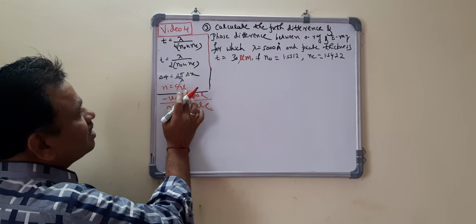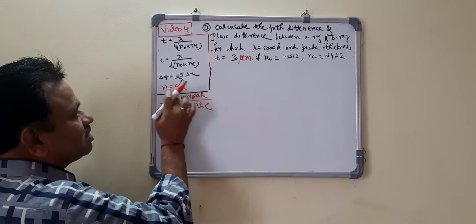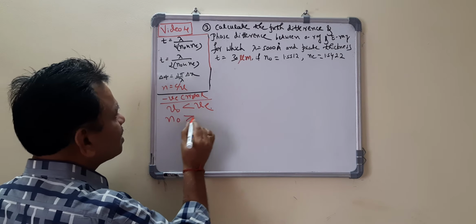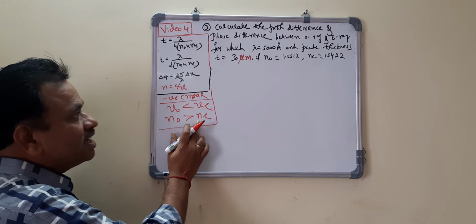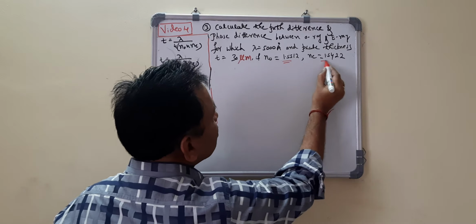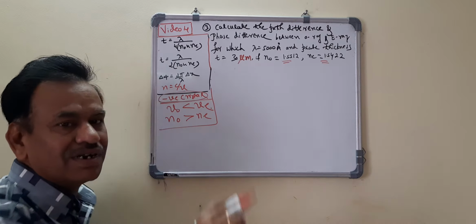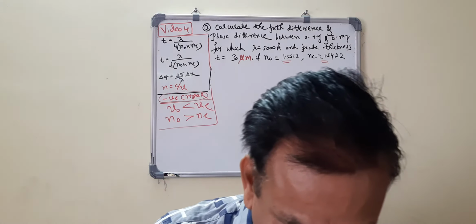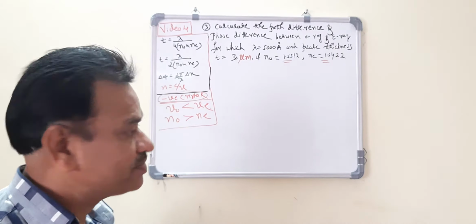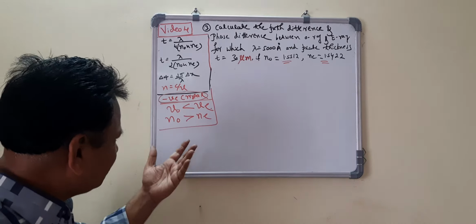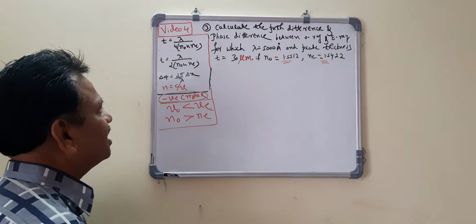If V is less, then because ordinary velocity is less, N is more. NO is greater than NE. This is the crystal. Here you see, NO is greater than NE, so this must be a negative crystal. Calcite is a negative crystal. Of course, it's not required, but to understand the physics, one should know which is positive and which is negative and all that.